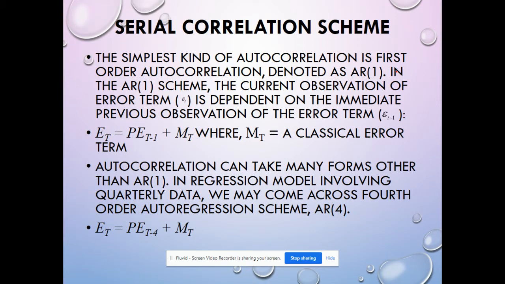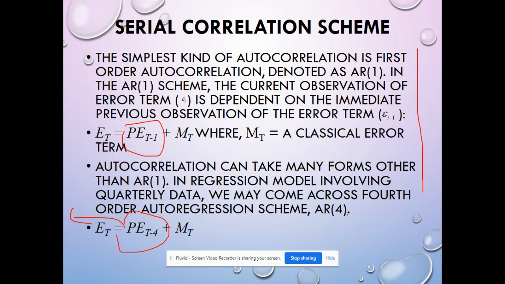So what is the simplest serial correlation scheme? The simplest one is what we call T minus 1. T minus 1 means one period of time before. For example, yesterday we call it T minus 1. Today is called T, and tomorrow is T plus 1, right? And T minus 4 means 4 periods of time previously, 4 days ago perhaps, if this is daily data. If it is annual data, it will be 4 years ago, right? So that is a so-called serial correlation or autocorrelation scheme.